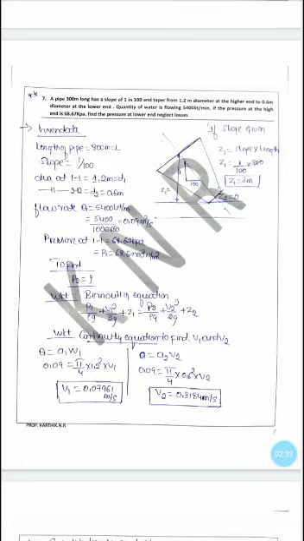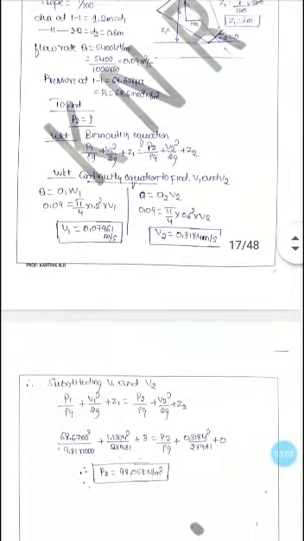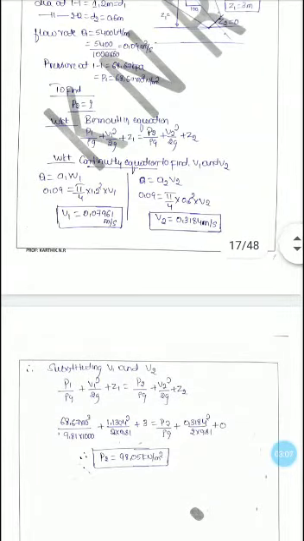Then they ask to find the pressure at the lower end, neglecting the losses. Pressure at the lower end is P2. Remember carefully, here they ask to find the pressure, that is P2. Pressure head means P2 by rho g. Again, we know Bernoulli's theorem: P1 by rho g plus V1 square by 2g plus Z1 is equal to P2 by rho g plus V2 square by 2g plus Z2. It means we are applying Bernoulli's theorem at sections 1 and 2.